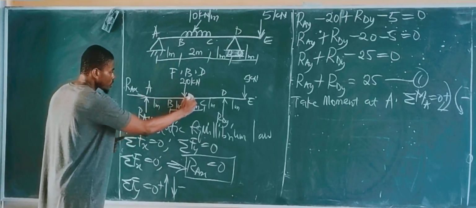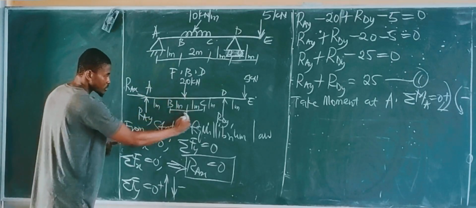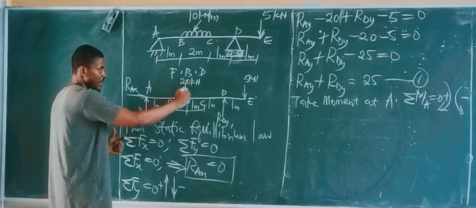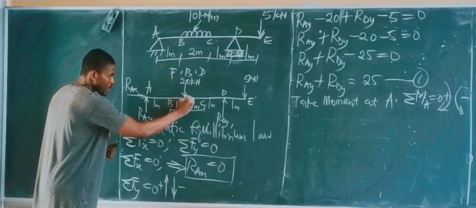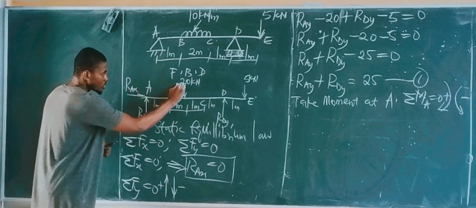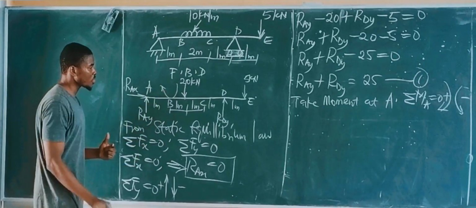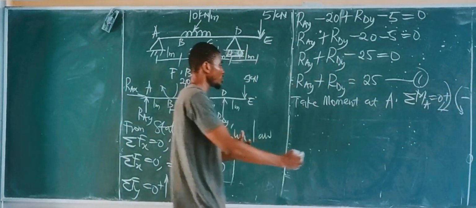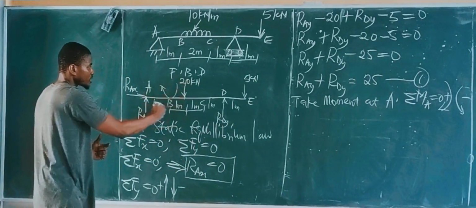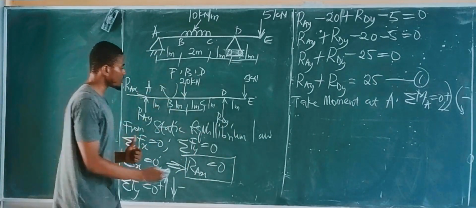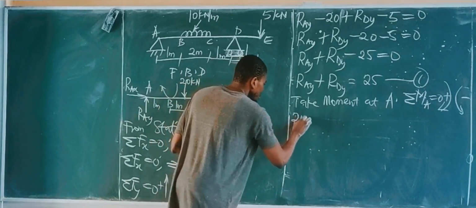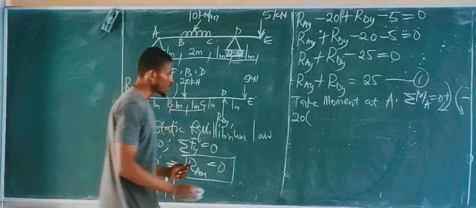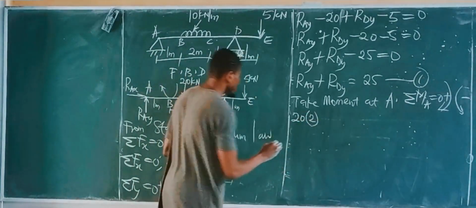Total distance it takes this force to get to point A is simply from this point to this point, 1 plus 1, that's 2 meters. And again, this force is acting downward. So the moment of this force will turn about this direction to point A, which is clockwise. We said clockwise means positive. So the moment of this force about point A is positive. So we simply have 20 times the total distance to point A, 1 plus 1, that's 2. So 20 times 2.